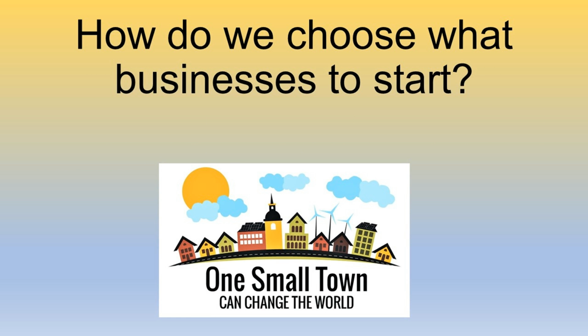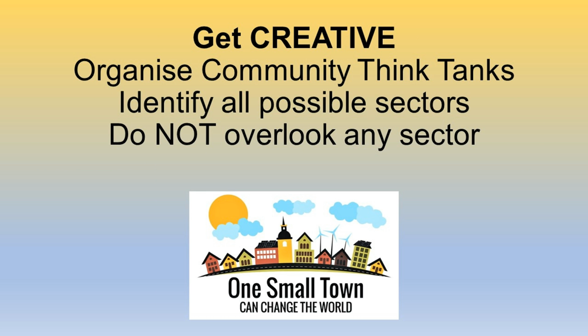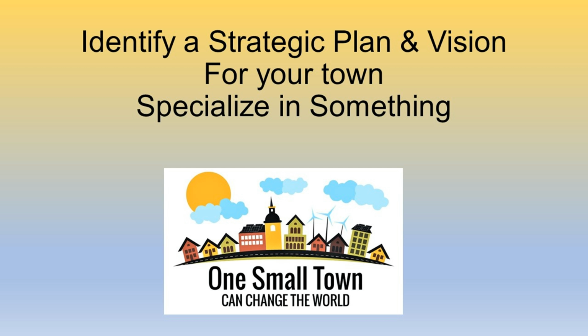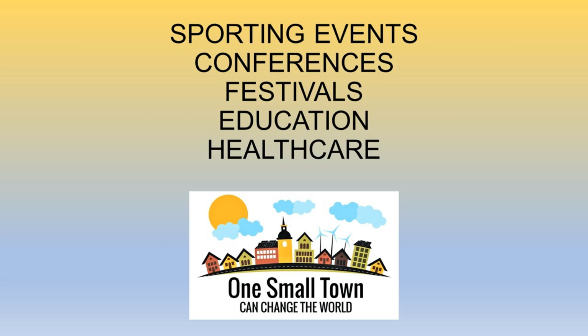But how do we choose what businesses to start? Well, we get creative. Organize community think tanks, identify all possible sectors, do not overlook any sectors or their subsectors. This is a great and exciting opportunity for the people of our town to get creative and think outside the box. We can also identify a strategic plan and vision for our town, to specialize in something. We might, for example, specialize in sporting events or conferences, festivals, become known for our education or healthcare.